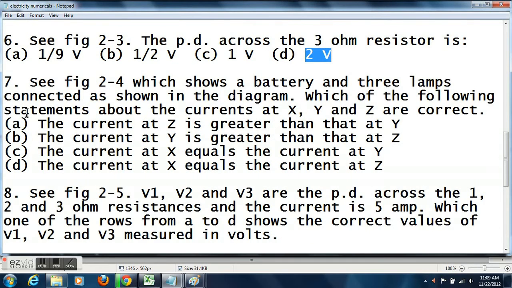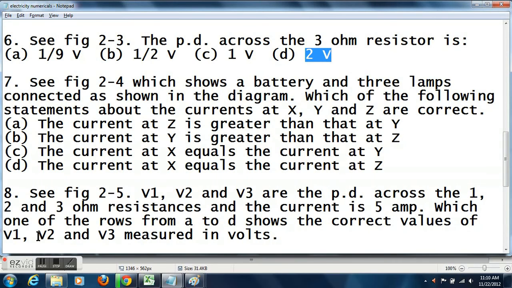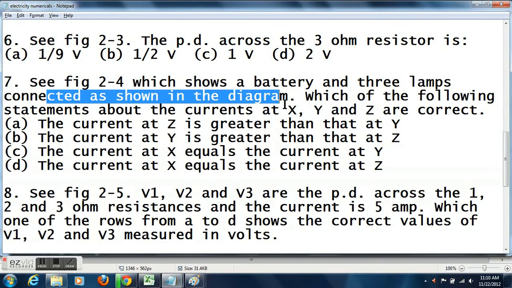Question number 7. See figure 2.4. Let me pull figure 2.4. That is the left bottom. There are 2 bulbs in series, another bulb in parallel, and there is a battery, and 3 points X, Y, and Z are marked. Okay, look at the diagram very carefully. These are all 3 bulbs, and the points are X, Y, and Z, and there is a battery. It shows a battery and 3 lamps connected as shown in the diagram. Which of the following statements about the currents at X, Y, and Z are correct?